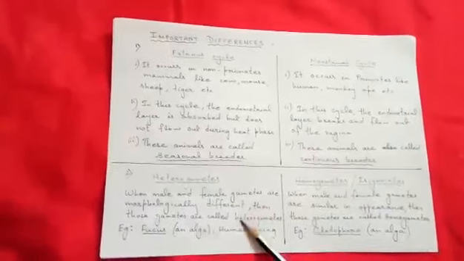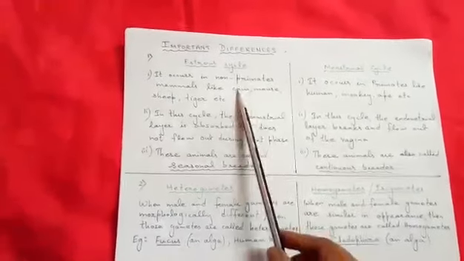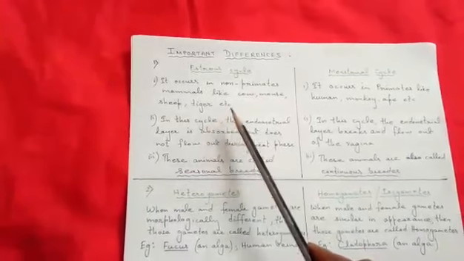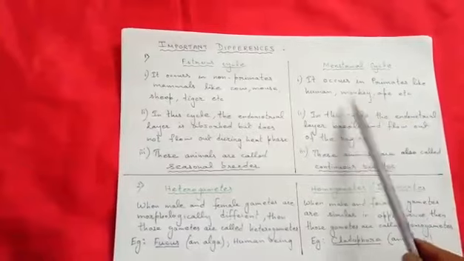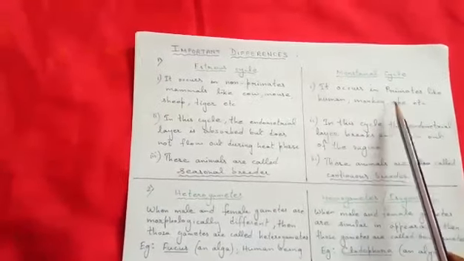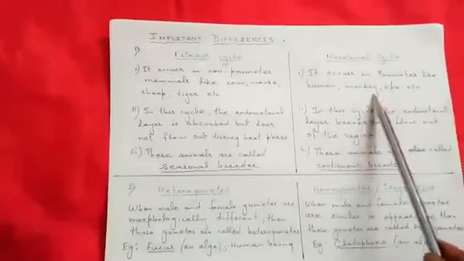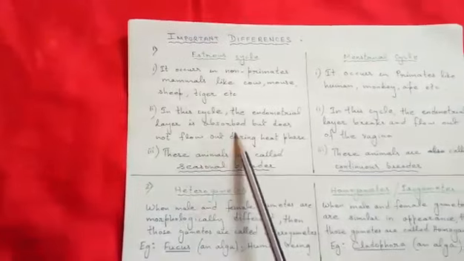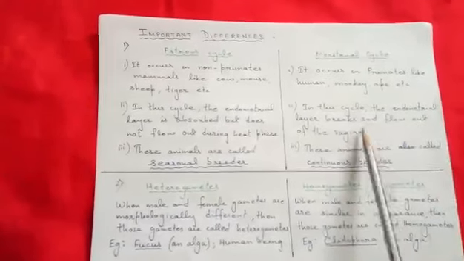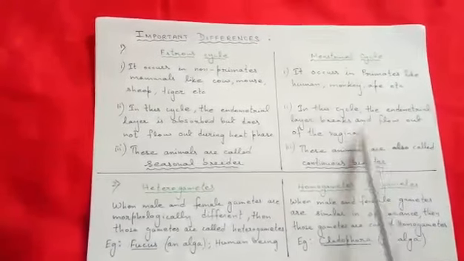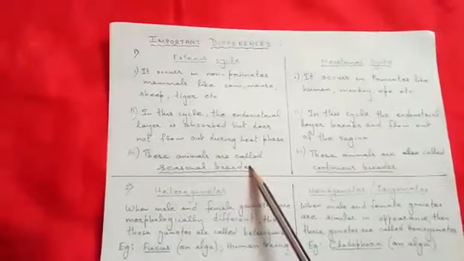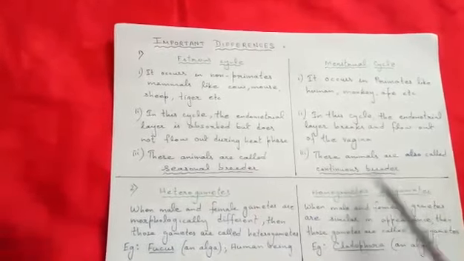Now we should learn some important differences which is given in the book, like estrous cycle and menstrual cycle. Estrous cycle occurs in non-primates, that is cow, mouse, sheep, tiger, etc. And the primates of mammals consists of human, monkey, ape. Now you can understand which animals are under primates and which mammals are under non-primates. In non-primates, the endometrial layer is absorbed and does not flow out like the menstrual flow. But in case of menstrual cycle, one of the phases of the menstrual cycle, which we will learn in detail in third chapter, there we will see the endometrial layer breaks and flows out of the vagina, that is called menstrual flow. And these animals are also called seasonal breeder, and the menstrual cycle animals are also called continuous breeder.